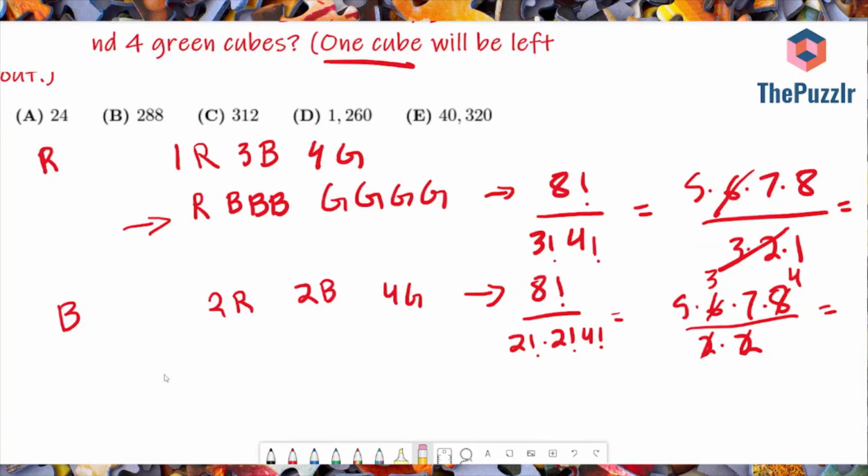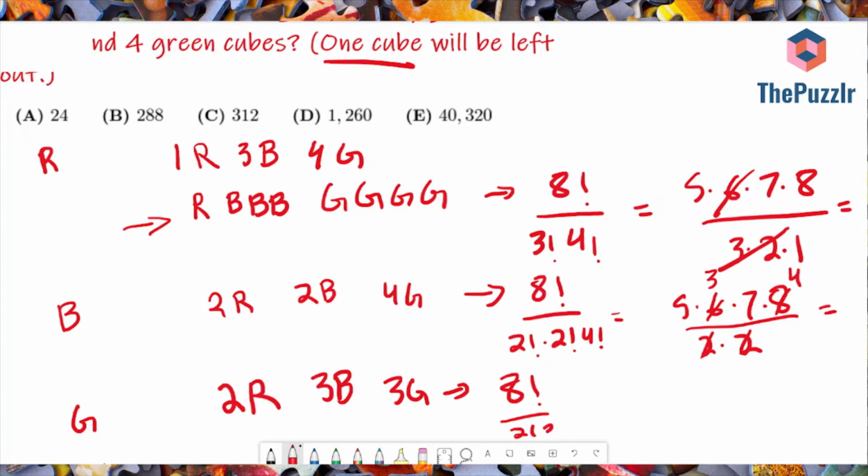Okay, now we need to look at our last case, which is when the g cube is excluded. So that's going to leave us with 2 reds, 3 blues, and 3 greens. So 8 factorial over 2 factorial, 3 factorial, and 3 factorial. So let's move down.